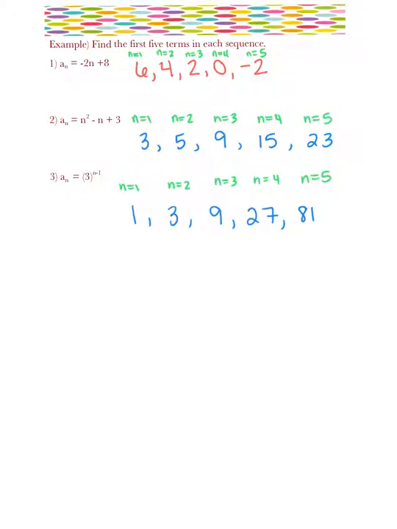Welcome back. So go ahead and check your work. For the second one, a sub n equals n squared minus n plus 3, you should have the sequence 3, 5, 9, 15, 23. For the third one, you should have 1, 3, 9, 27, and 81 as the first 5 terms in each sequence. So now you should be good to do problem set 4.1 and give this some practice.